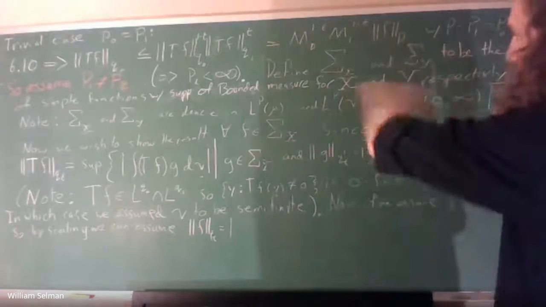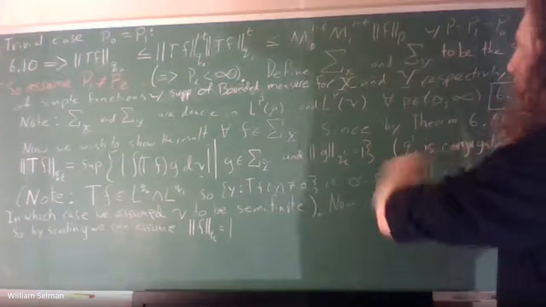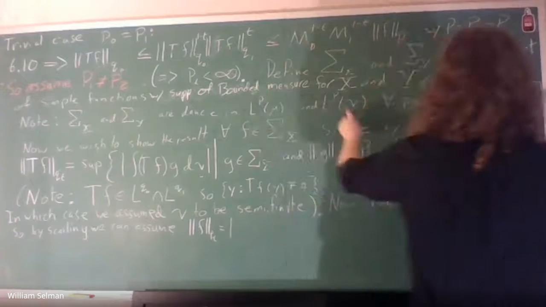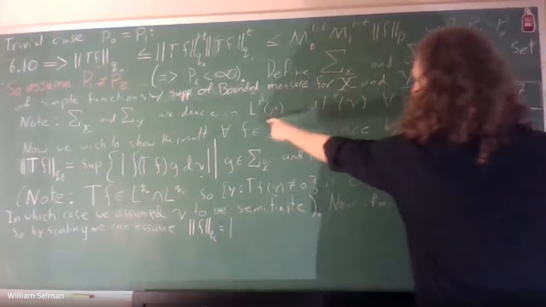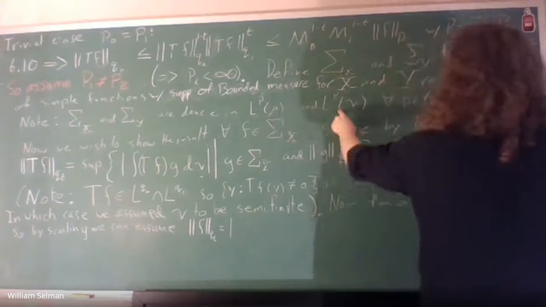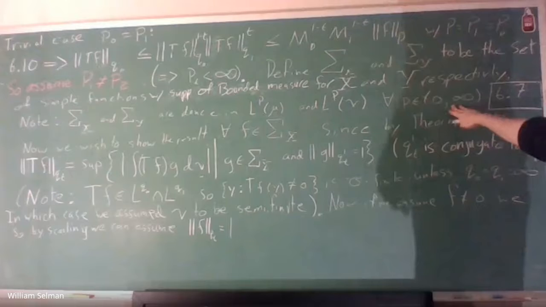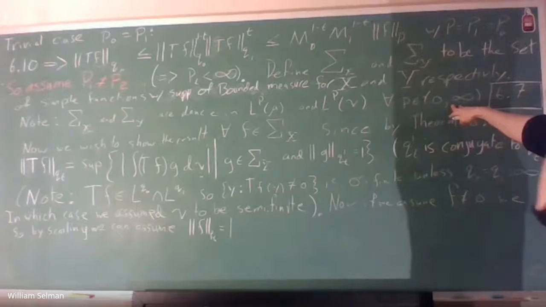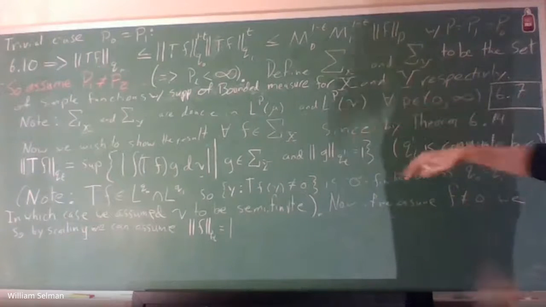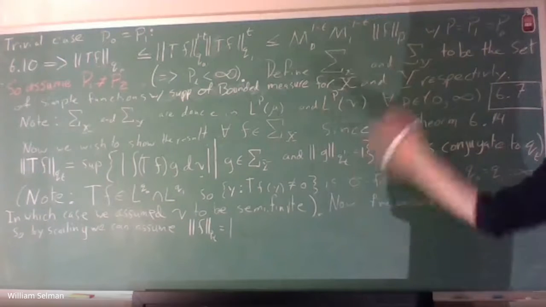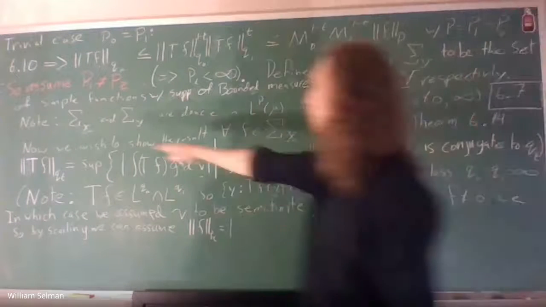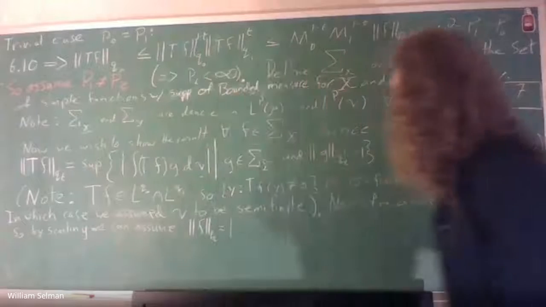So we note that they are both dense in LP mu and LP nu. Here, P is just any positive real number. And we know that this is true because of Theorem 6.7. Theorem 6.7 tells us that these are dense within these sets.